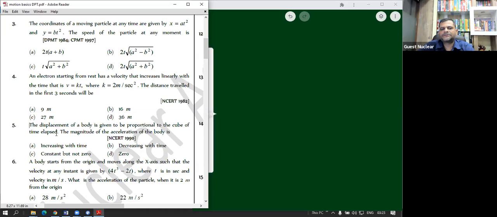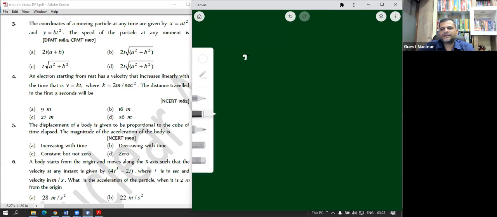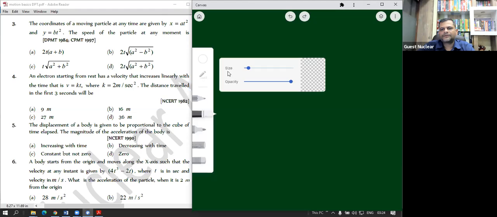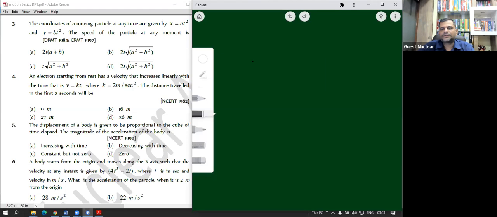Fifth one, चलो, the displacement of a body is given to be proportional to the cube of time elapsed. Then the magnitude of its acceleration of the body is. So देखो यहाँ पे displacement मतलब x जो है, so here x is going to be proportional to the cube of time elapsed, मतलब x is proportional to t cube. तो इसका मतलब हम ले सकते हैं x equal to some constant k into t cube, करेक्ट है? जिससे हमको मिलता है dx by dt, first of all that is a derivative which is going to be k into 3t square, correct है?